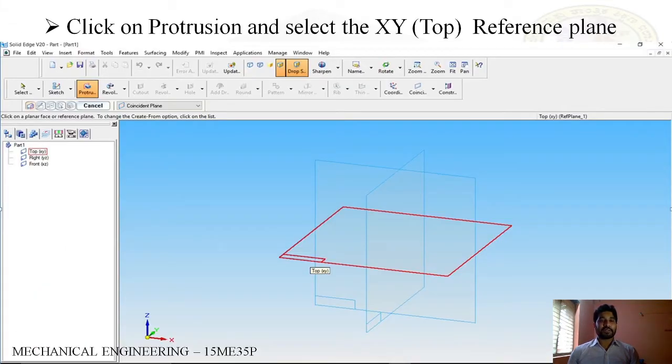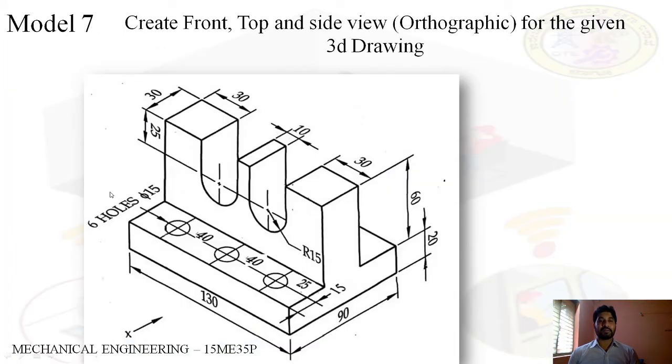So go to Solid Edge, click on the protrusion command and select the top reference plane. We have to build Model 7 in two steps. In the first step, you have to draw the bottom feature by drawing this 130 and 90 mm rectangle and extrude it for a length of 20 mm, including these holes. In the next step, you have to build this top feature by drawing this sketch profile and extruding it for a length of 30 mm.